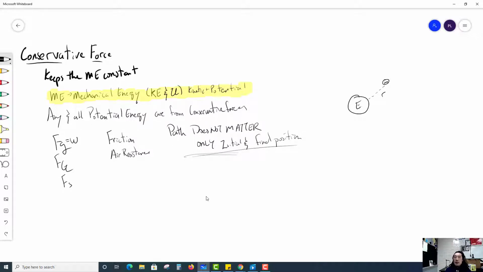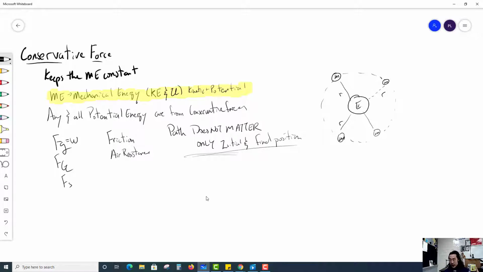It doesn't matter if the Moon is here at this location or if it's orbiting around, because the distance is the same. Well, technically the orbit is more of an ellipse, but for our example, the distance away from the Earth is always going to be the same. So only the starting location, which is the Earth, and the final location, which is wherever the Moon is at a distance of r away, that's the only thing that matters.